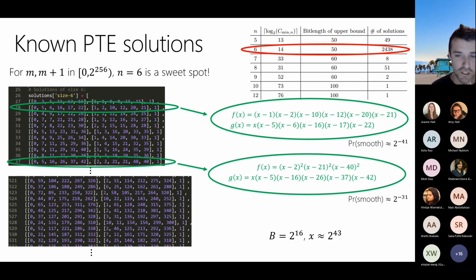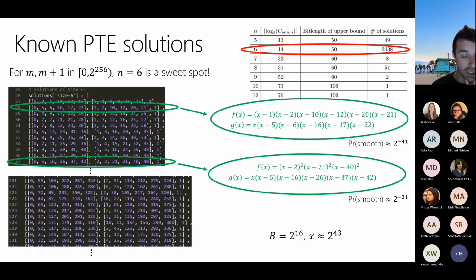And so in the first case, where f of x is that product of 6 distinct linear factors and g of x is a product of 6 distinct linear factors, we're looking to search over x's that are, in this case, around 2 to the 40, or 2 to the 42 again, where all of those factors happen to be smooth. And it turns out that the probability there is 2 to the negative 41, again if our smoothness bound B was 2 to the 16.